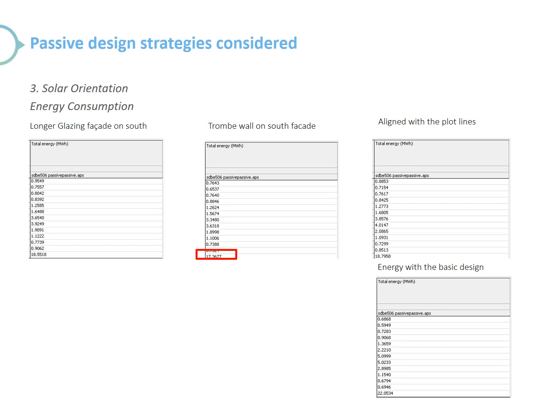And then the next one is the longer glazing facade on the south. Total energy consumed is 18.55, and then comes the one aligned with the plot lines. Of course, the highest is the one with the basic design that didn't have any passive house strategies, which was 22.0534.